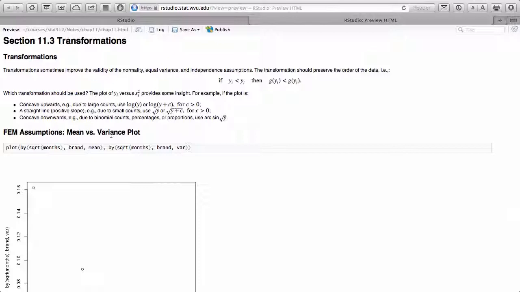If it's concave downwards, and this would often be the case if you look in the book, where it increases and then it levels off, this often occurs with binomial counts. That is, you have n trials, and you're counting how many successes in the n trials, but there's an upper limit of n. And this particularly might occur when you have smaller experiments, where the counts are not as large as in the case of the first one.